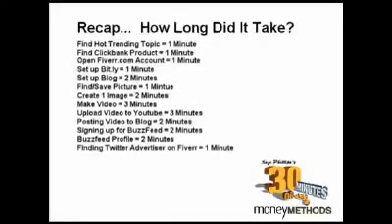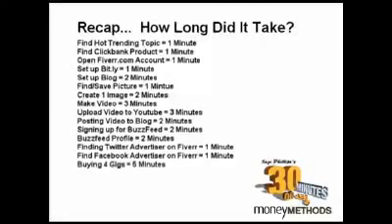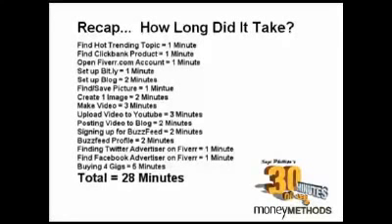Finding a Twitter advertiser on Fiverr took 1 minute. Finding a Facebook advertiser on Fiverr took 1 minute. And then buying my 4 gigs took about 5 minutes. So that's a total of 28 minutes.